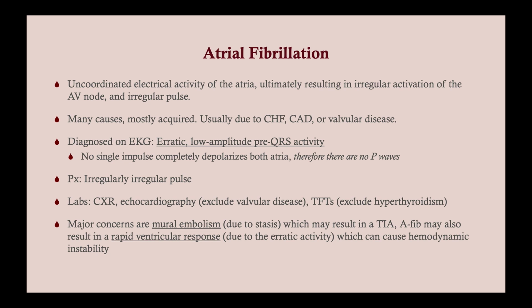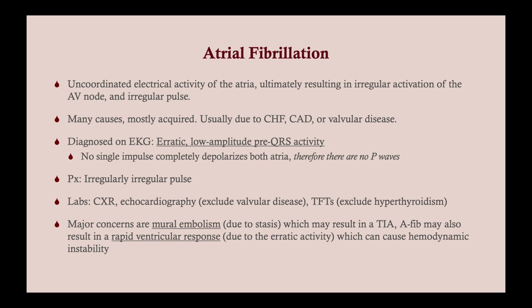So what do we see on EKG? Well, we see erratic, low amplitude activity where we would expect to see our P waves. And that makes sense because the disorder here is in the atria. And so if you have uncoordinated electrical activity in the atria, you're not going to have those normal coordinated P waves. And so what you see is just abnormal pre-QRS activity.